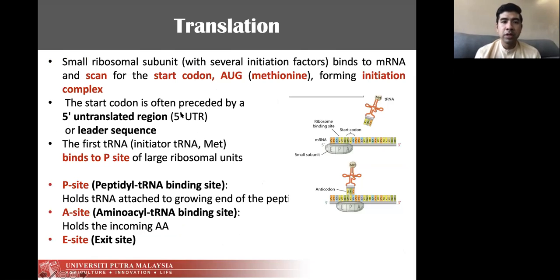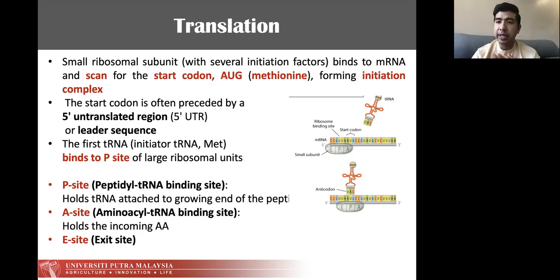Okay. So the small ribosomal subunit with several initiation factors binds and scans for the start codon, methionine, forming the initiation complex. Meaning here, like I said, the moment your small subunit sees the RNA, it is ready to translate. It binds. But you have to understand, I'm not going to go into very much detail. Prokaryotes are very simple. It just binds like this. However, eukaryotes are a bit more complex.